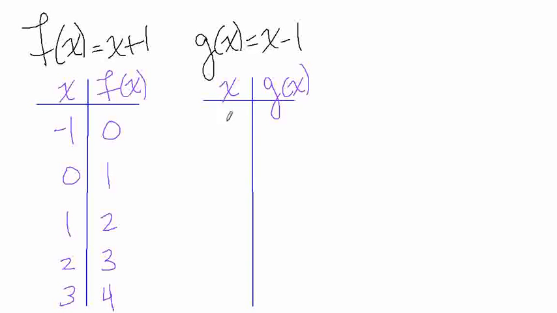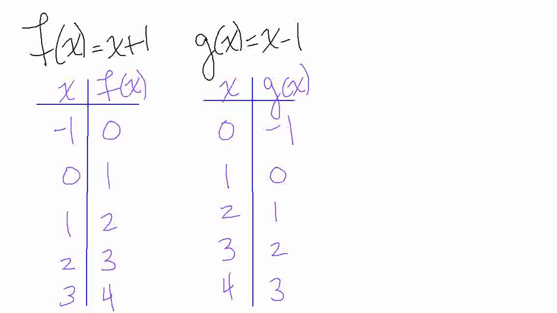And let me do likewise for the function g. Let me pick some x values, and then let me write the corresponding function values next to each of those numbers. So g of 0 is minus 1, so I'm going to put a minus 1 next to the 0. G of 1 is 0, so I'm going to put a 0 next to the 1, and then likewise for the other numbers. So here's the interesting thing.